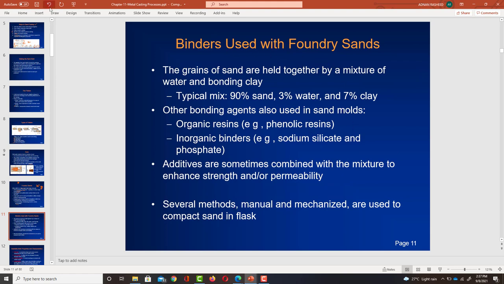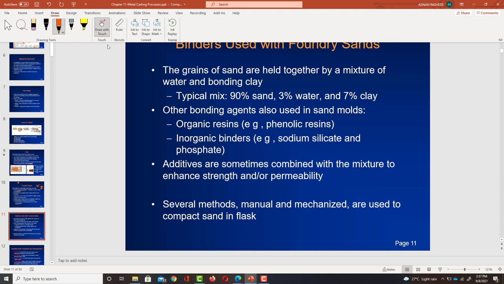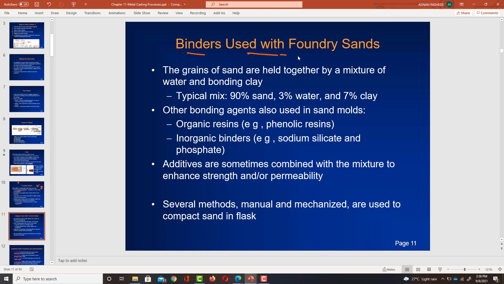Again, there are some binders that are used in sand casting. If we do not use a binder, sand alone is not sufficient to sustain or hold itself, and when you pour the molten metal, it may burst or can be damaged. So in order to hold the sand particles, we use sand binders. The grains of sand are held together by a mixture of water and bonding clay.